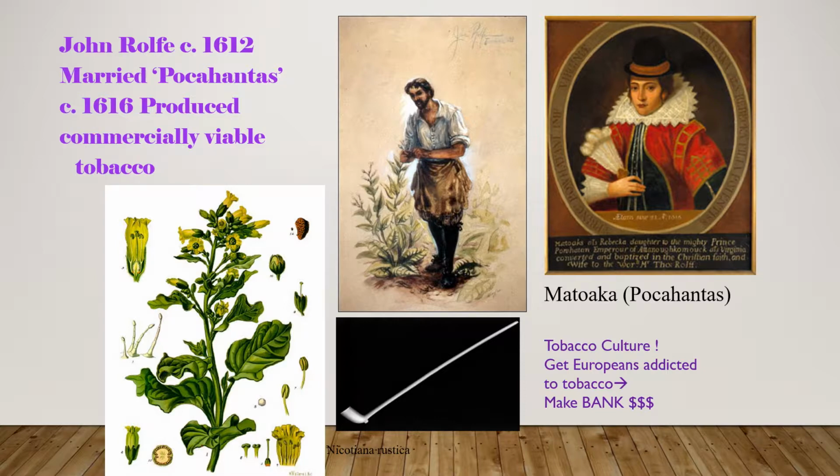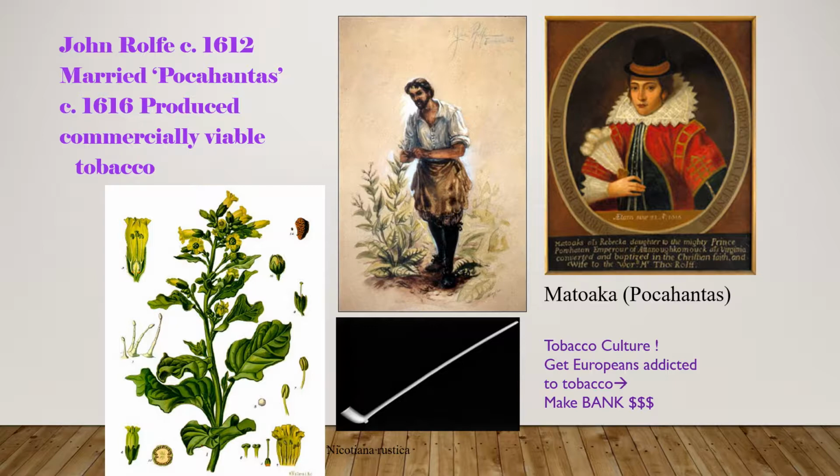Now, 1612, John Rolfe arrives, and in about 1612, you'll note that little circa symbol up there. It could be a year or two earlier, it could be a year or two later, but in roughly 1612, John Rolfe arrives in the colony. Now, he is going to be the one that actually marries Pocahontas. You can see her picture over there, Matoaka, and we'll talk a little bit about that later.